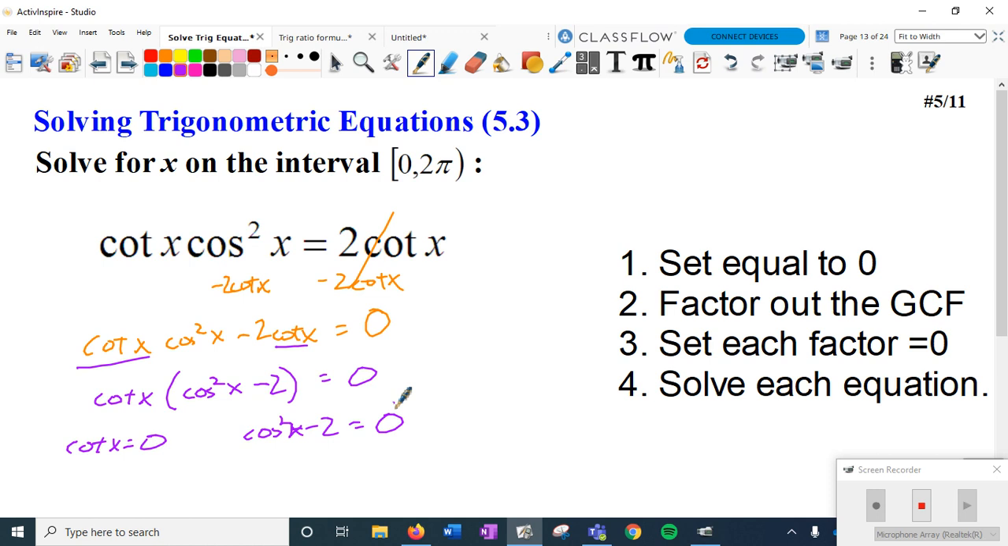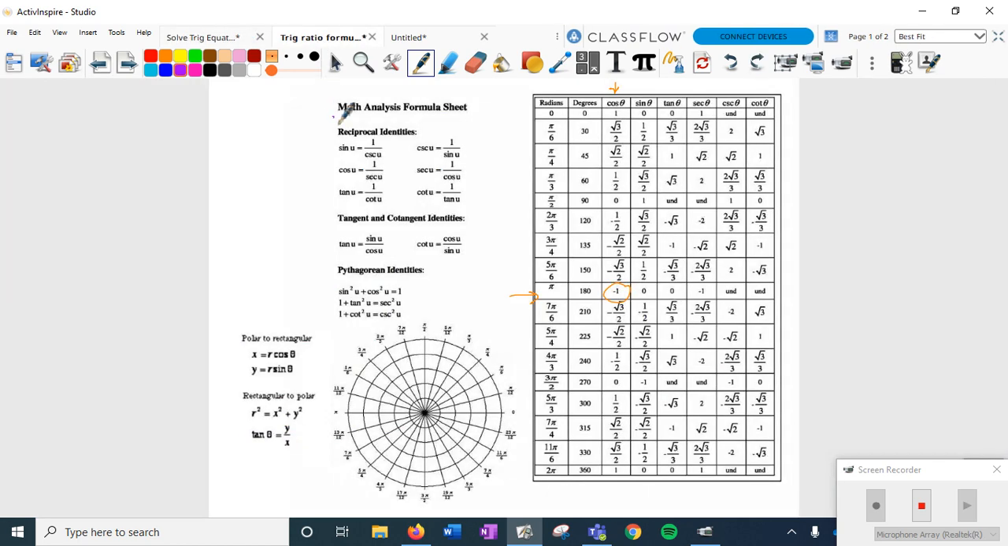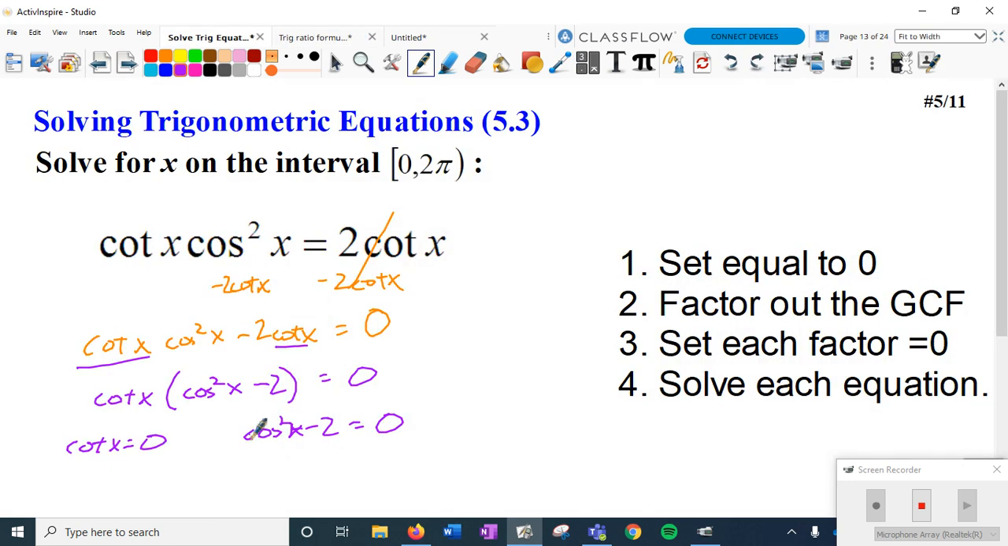Right? Okay. Now, when does cotangent equal 0? Let's go look. Figure it out. Cotangent equals 0 here and here. So pi over 2 and 3 pi over 2. Pi over 2 and 3 pi over 2. Okay. All right, so now let's go to this one.